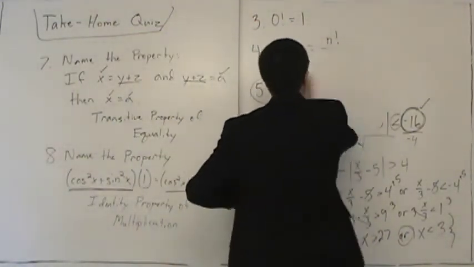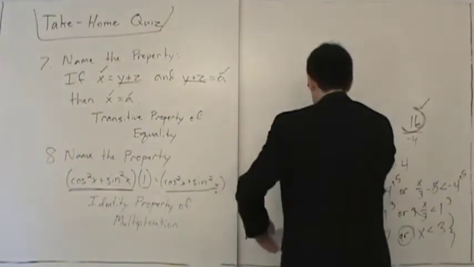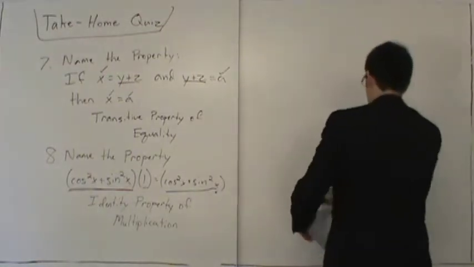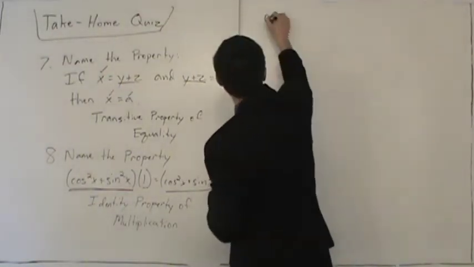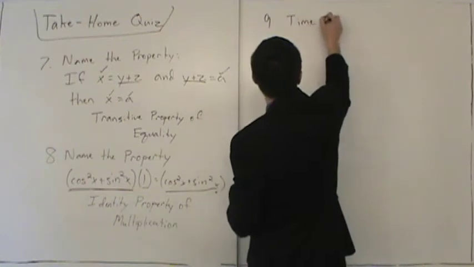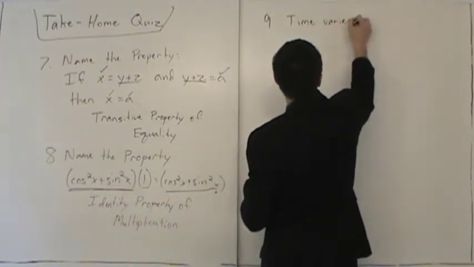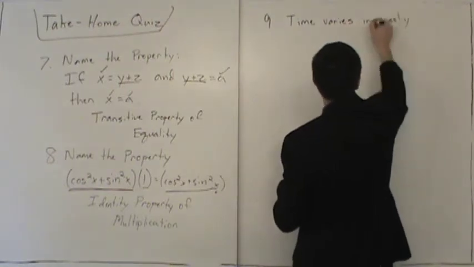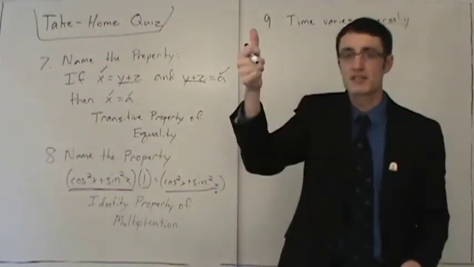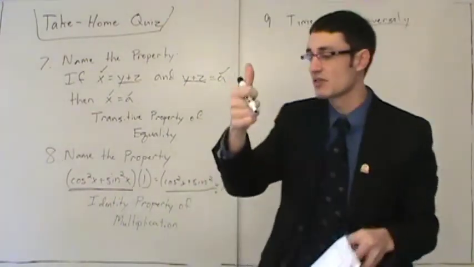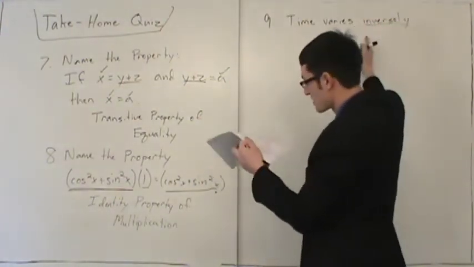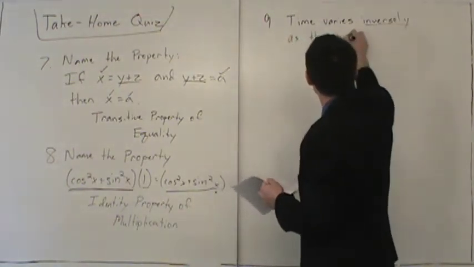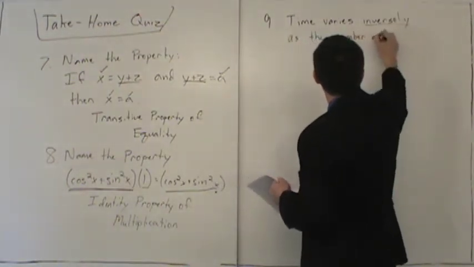Number 9 says time varies inversely. Now, what does inversely mean? Okay, if you guys remember, inversely means what? Inversely means as one goes up, the other goes down. Okay, as one goes up, the other goes down. Time varies inversely as the number of people working.